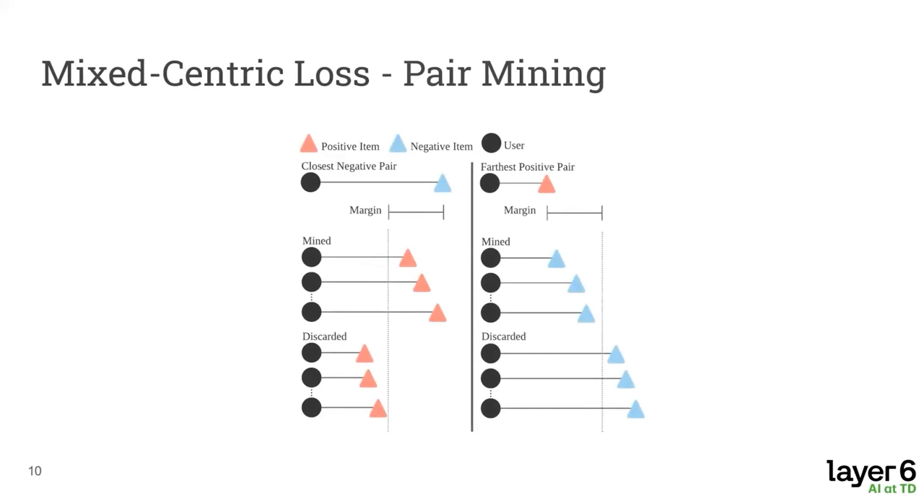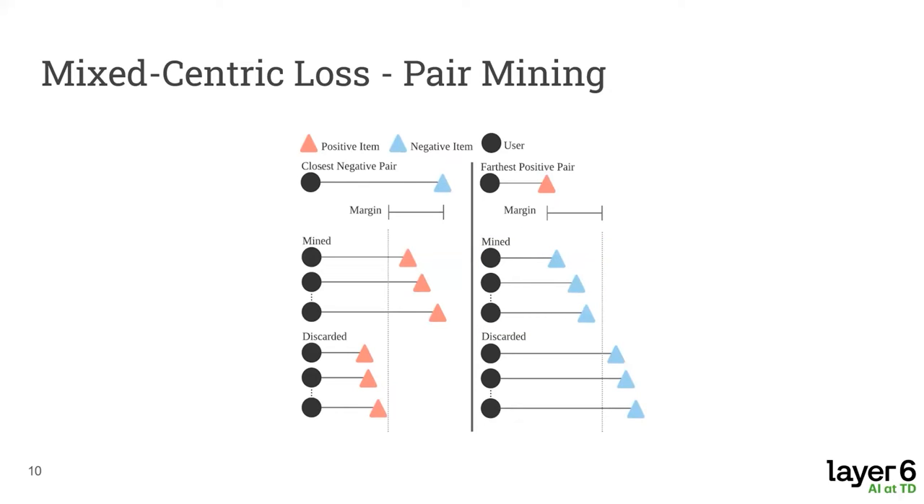The first step of Mixed-Centric Loss is to do pair mining. As shown in the figure, for the positive items, those whose distance to the user is smaller than the distance of the closest negative item minus the margin are discarded. All the others are kept. For the negative items, those whose distance to the user is further than the distance of the furthest positive item plus the margin are discarded. All the others are kept.